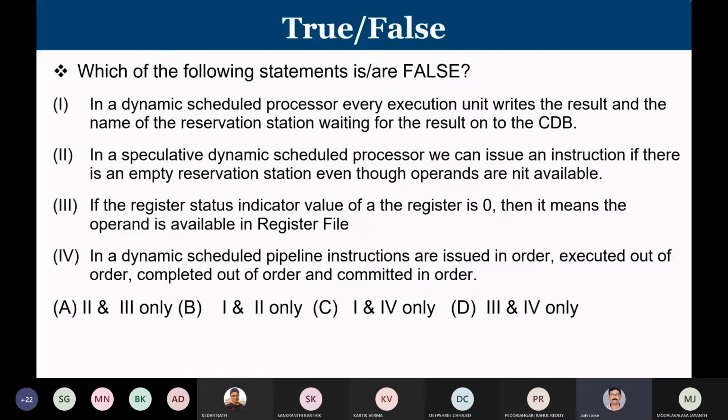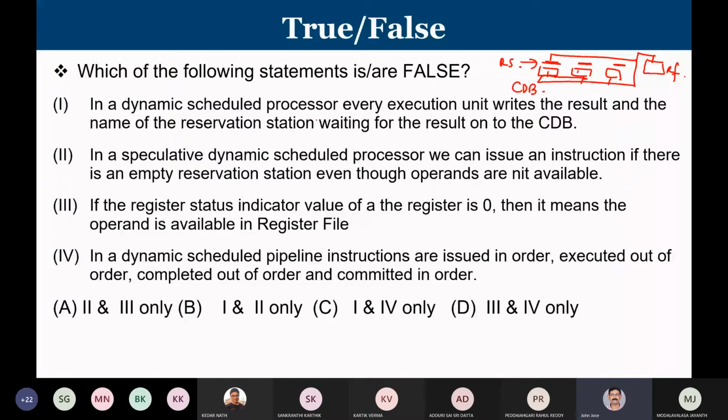In a dynamic scheduled processor, every execution unit writes the result and the name of the reservation station waiting for the result onto the CDB. So this is the question that is being asked. We have different functional units and a reservation station with respect to each functional unit, and then there is a CDB connecting all of them, and then there is the register file. The CDB is the place where you write the result.